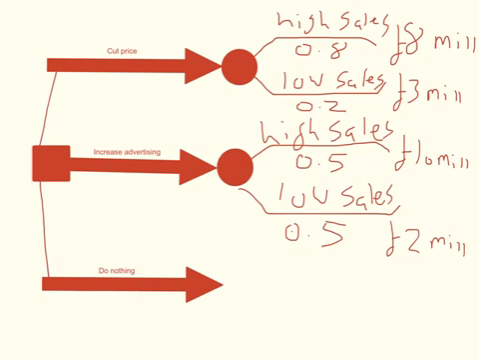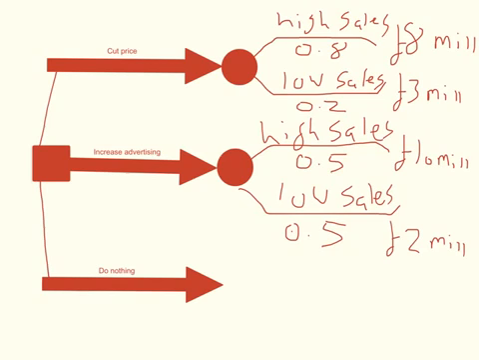So, if the manager makes the decision once to cut the price, so he makes the decision one time, there's an 80% chance that revenue will increase by 8 million, but there's a 20% chance that it might only increase by 3 million. This is the same concept for increased advertising. High sales might happen 50% of the time, which will lead to an increase in revenue of 10 million, but then there's a 50% chance that low sales might only lead to an increase in revenue of 2 million.